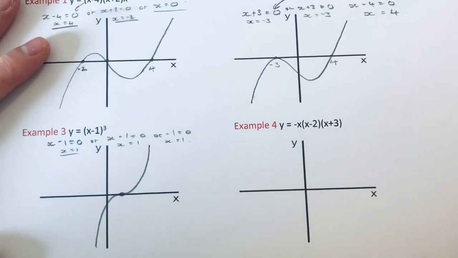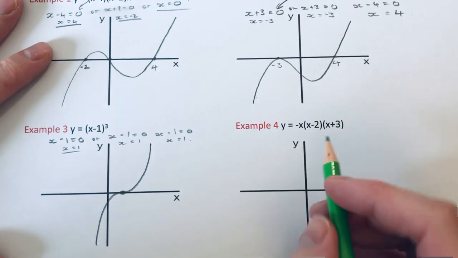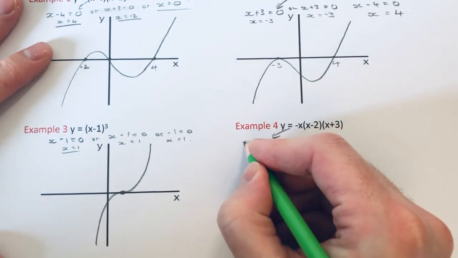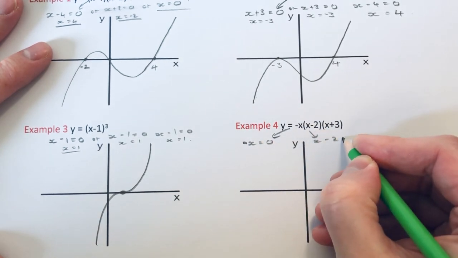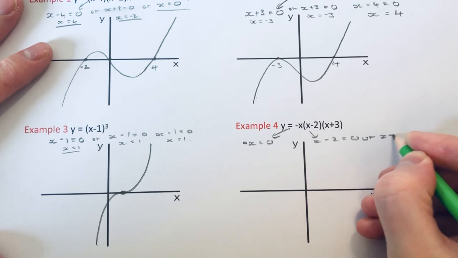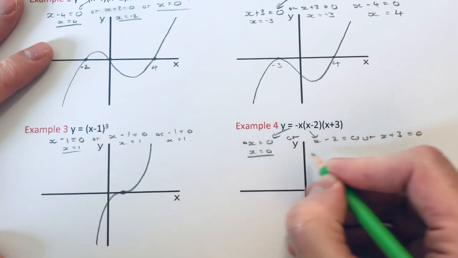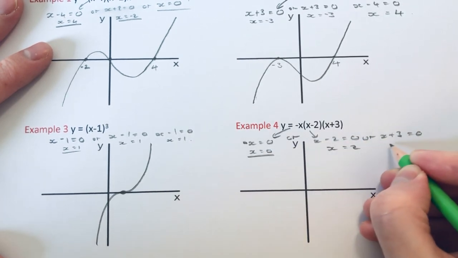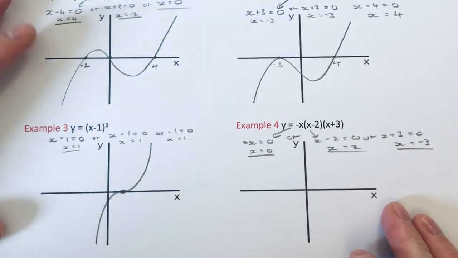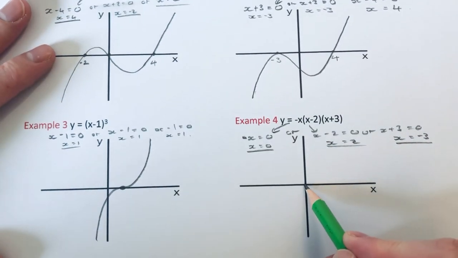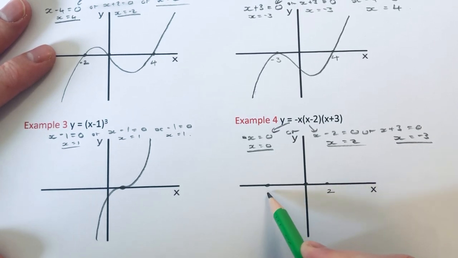So let's have a look at the final example. This time we've got minus x, x minus 2, x plus 3. So again, let's find our intersection points on the x-axis. So this one would be x equals 0. Add 2 on that one, x equals 2. Take 3 on that one, that would be minus 3. So this one is crossing here, crossing at 2, and crossing at minus 3.